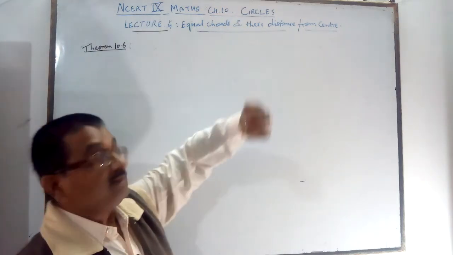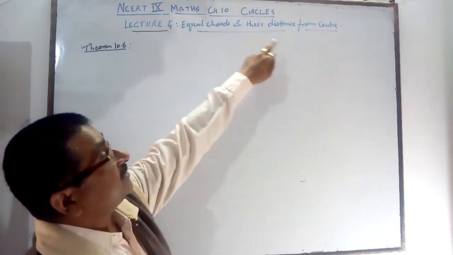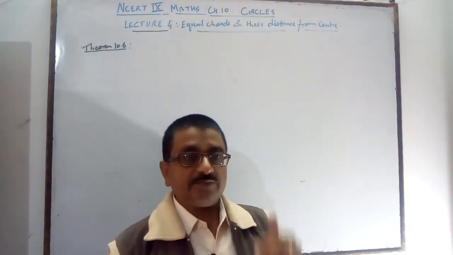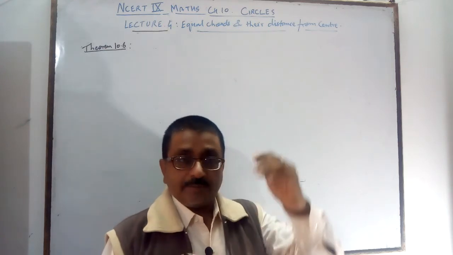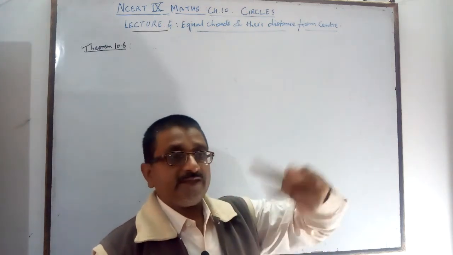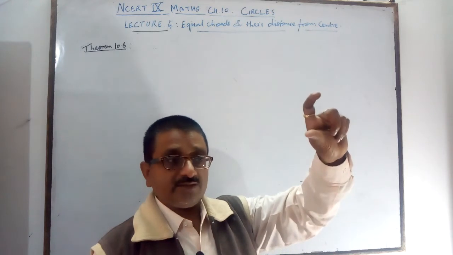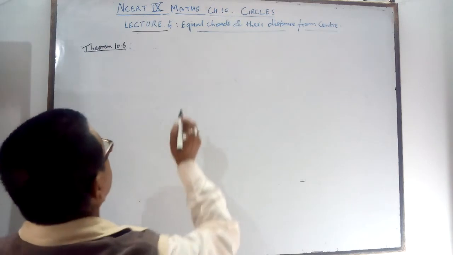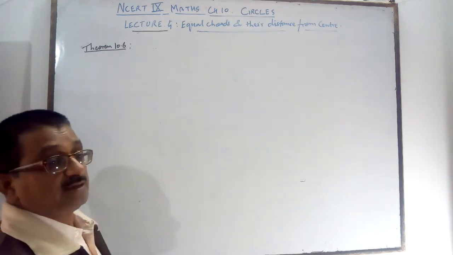I am going to teach chapter 10, circles: equal chords and their distances from the center. Distance from the center is always measured as the perpendicular distance. So here is theorem 10.6: equal chords are at equal distance from the center.